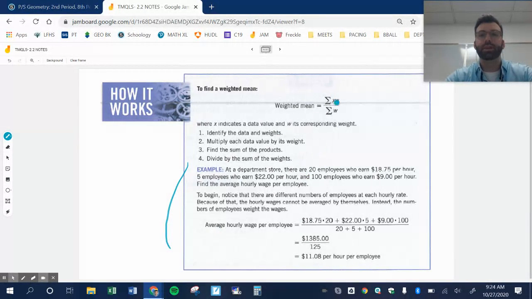All right. 20 employees earn $18.75 per hour, 5 earn $22 an hour, 100 earn $9 an hour. So $18.75 is being multiplied by 20 because that's the weight that it carries. 22 is being multiplied by 5 because there are 5 employees that earn that amount per hour, so that's the weight that 22 carries. Same thing, 9 times 100, since there are 100 employees, and I add up all the weights, okay? Then you get your average.